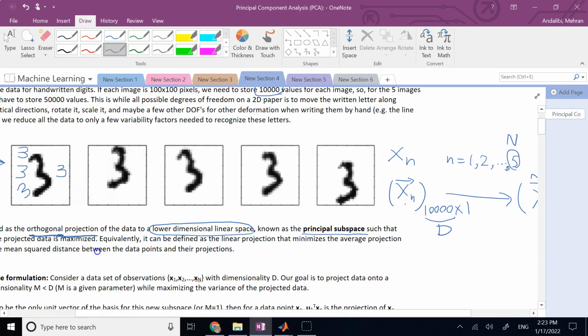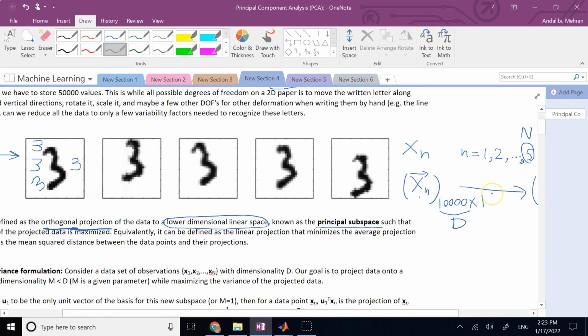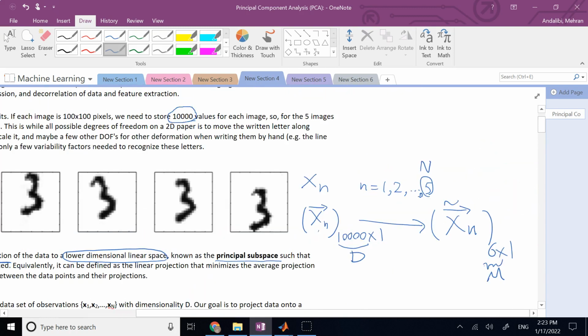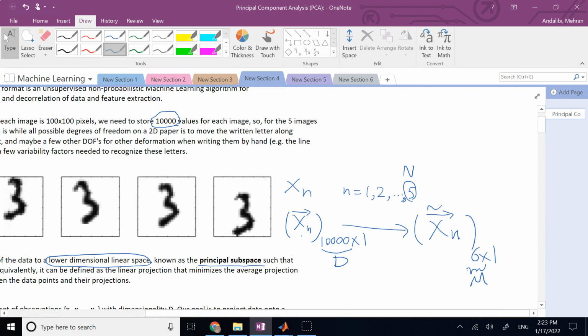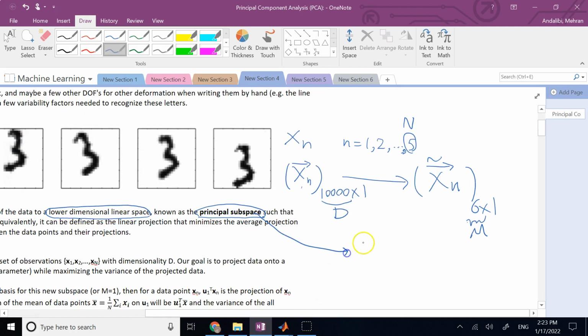So now, what is the goal of PCA? How do you do that? If you have to do a projection, what you need is the basis vectors for that subspace, right? This principal subspace has a basis. If you call the vectors forming that basis u1, u2, and so on, correct? So let's say I have some u vectors. The size of those u vectors is the same size as xn, so they are all 10,000 by 1.